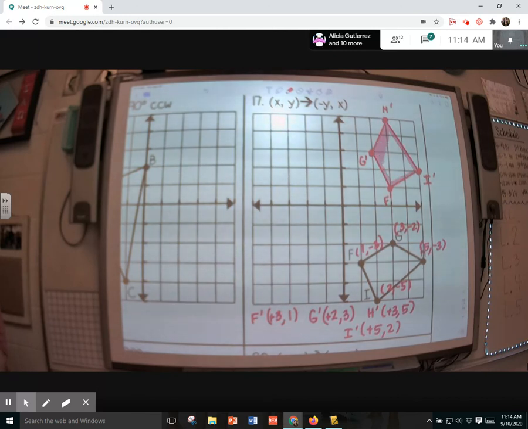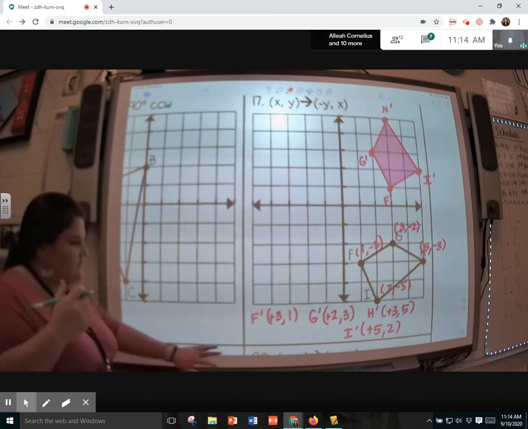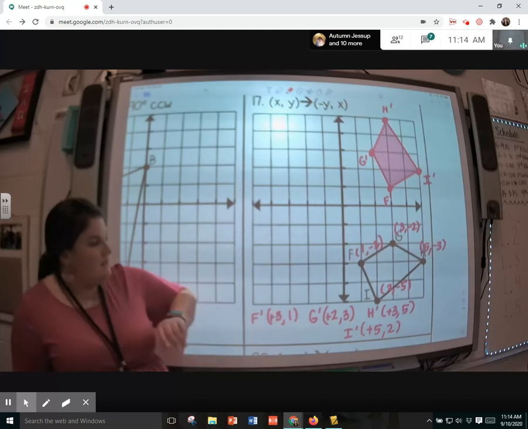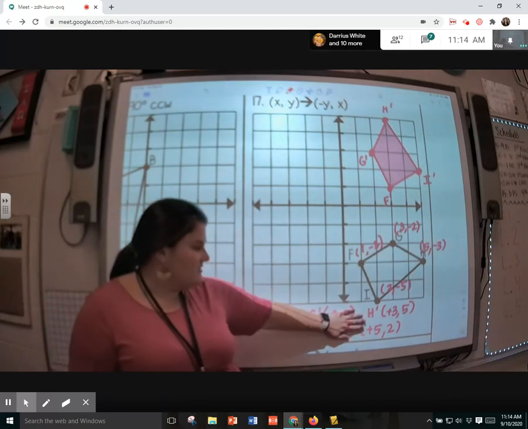And remember, you can use patty paper for this instead of writing out the coordinates. But on your test, you do have to fill in the coordinate blanks. You may not use these to graph it, but once you graph it, you do have to fill in the coordinates.